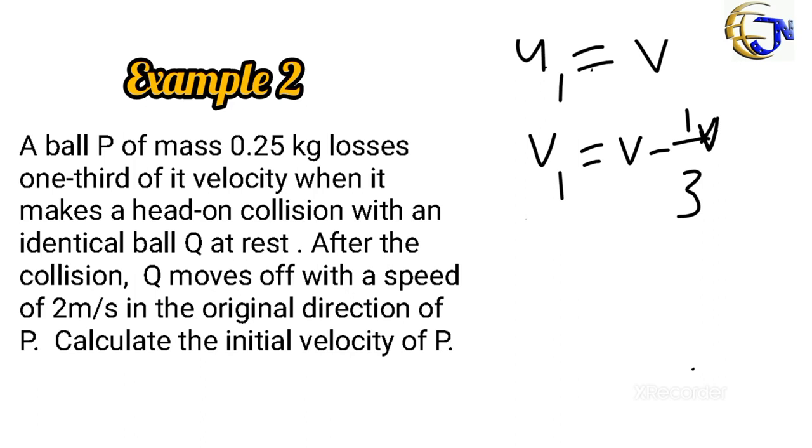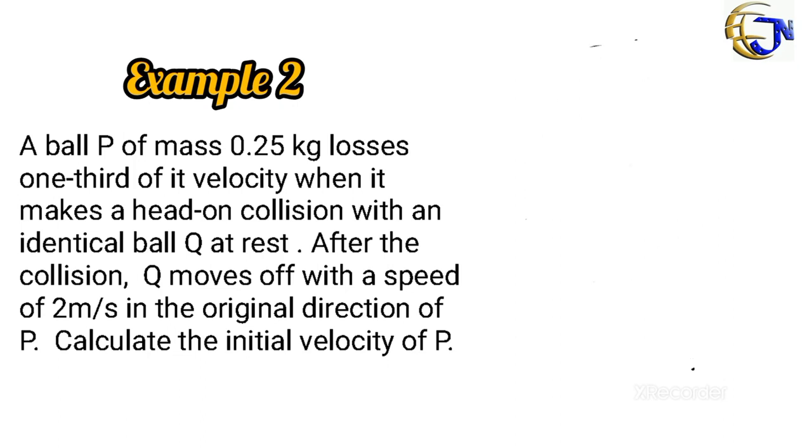Remember, V1 is for the first body. So we have to get the velocity V1 for the first body after collision. Don't mix it up with V2. V2 is for the second body and is given as 2 meters per second. But we are still looking for V1 first. 1 is for the first body, 2 is for the second body. So let's get this V minus 1/3V. That will give us 2V/3. So this is our V1 now. So we have our U1, we have our V1.